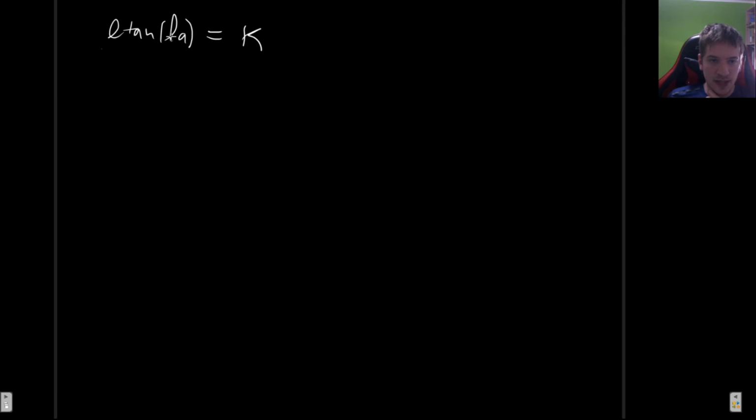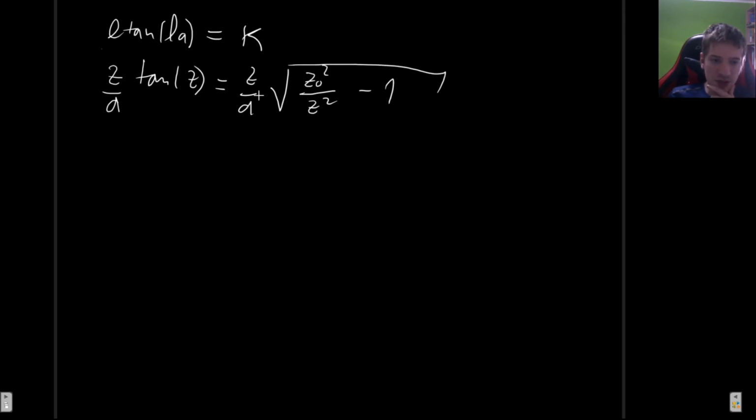We already determined that La is going to be equal to z, and I'm kind of changing between lowercase and uppercase z, I'm sorry about that. And L is going to be z divided by a, so it's going to be z divided by a times tangent of z. This is equal to z divided by a times the square root of z0 squared divided by z squared minus 1. That's actually why we decided to factor out this z divided by a, because now this right here will cancel out this right here.